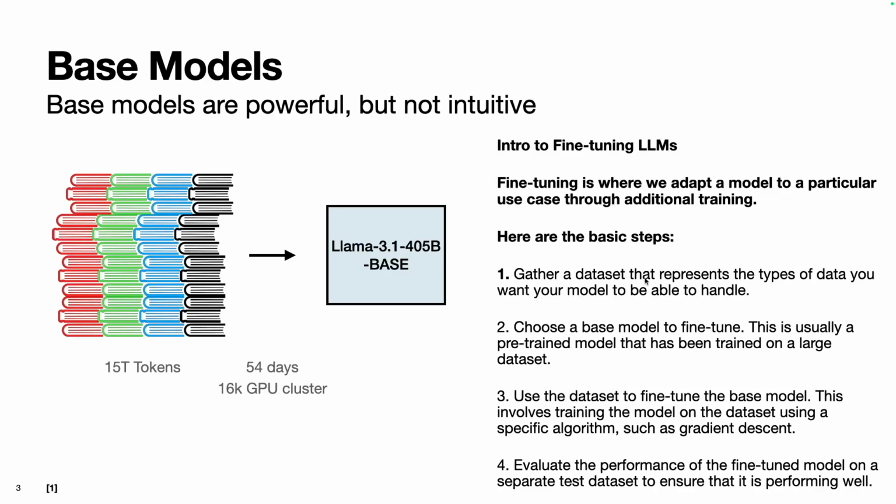So: one, gather a data set that represents the types of data you want your model to be able to handle. Two, choose a base model to fine-tune. This is usually a pre-trained model that has been trained on a large data set. Three, use the data set to fine-tune the base model, and so on and so forth. So really, to get base models to do what we want, we have to almost trick them into doing particular tasks, like helping us fine-tune a language model.